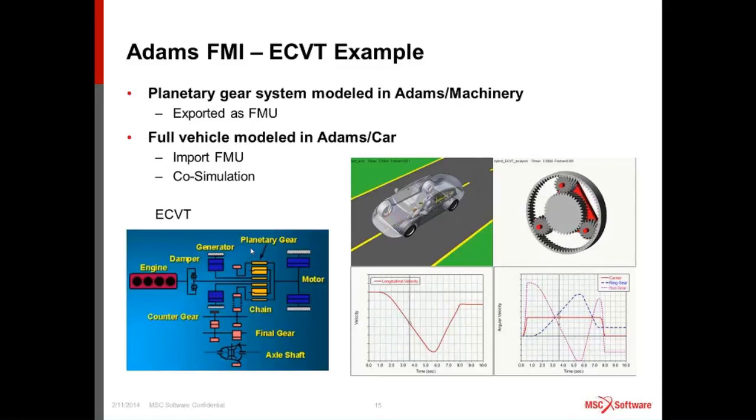For this example, the transmission is modeled in Adams View using Adams Machinery, and is exported as an FMU, and we bring that into an Adams Car session where you have the vehicle model. During the simulation, the Adams Car session will call the Adams View session, and you can actually see the two processes running in parallel and communicating at a certain time interval. Here, the result shows that as the motor speed varies, the engine speed is kept constant, and you can realize this accelerating and regenerative braking of the vehicle.